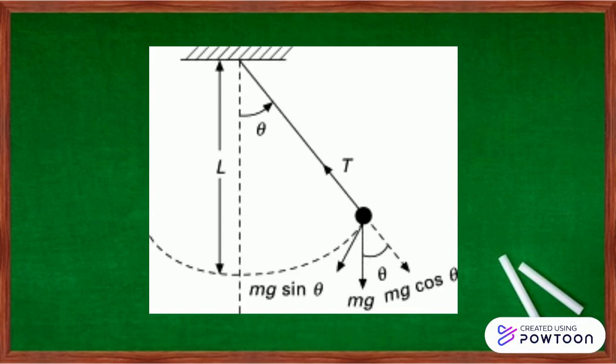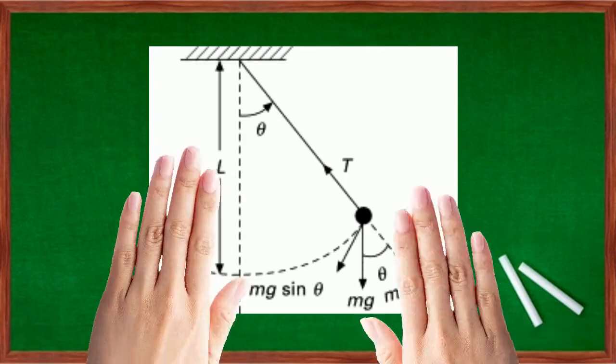The tangential component of the gravitational force, mg sin theta, always acts towards the mean position when theta is at 0 degrees, opposite to the displacement, a restoring force acting tangent to the arc.